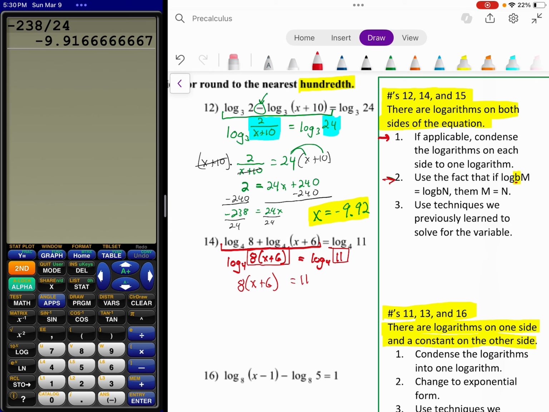Now we can distribute and solve. So 8x plus 48 equals 11. We'll go ahead and subtract 48 from both sides. So we have 8x equals negative 37, and divide both sides by 8. And we get negative 37 eighths. So negative 37 eighths, what's that? That is negative 4 and 5/8.